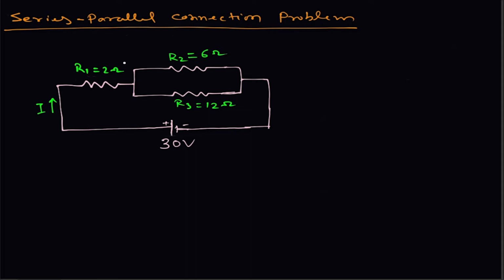Now let us solve this circuit. This circuit has 3 resistances. These 2 resistances R2 and R3 are in parallel and connected in series with R1. That means the combination of these two is in series with R1, and they are connected to a 30 volt DC supply. How do we have to solve this circuit?